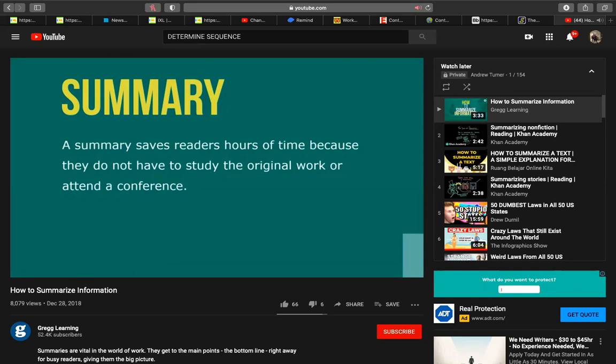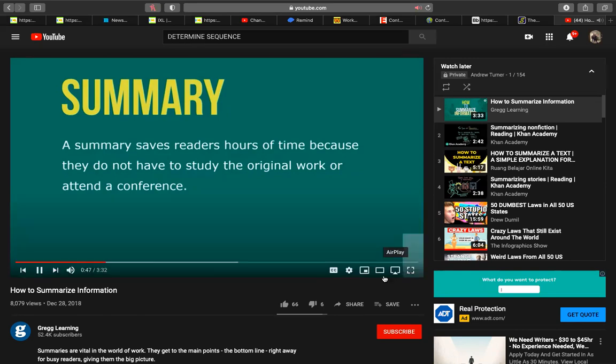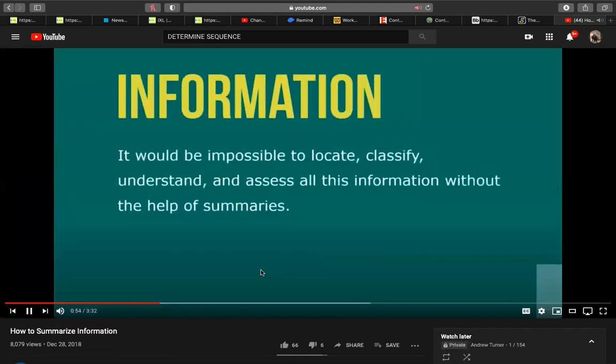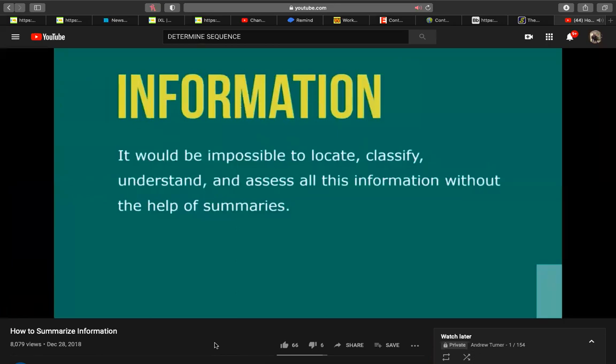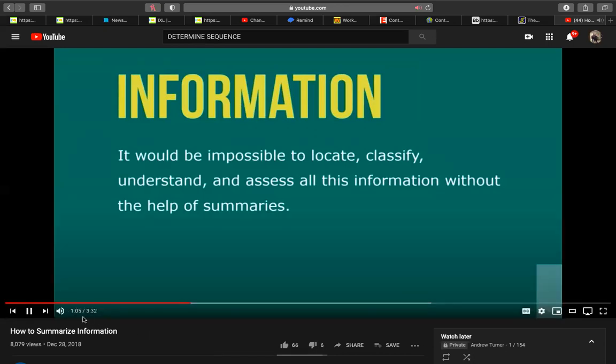Finally, since only the most important parts of the work are included in a summary, readers will know that they've been given the essentials. With the web and other communication technologies, we have an abundance of information. It would be impossible to locate, classify, understand, and assess all of this information without the help of summaries. They can be found all around you.